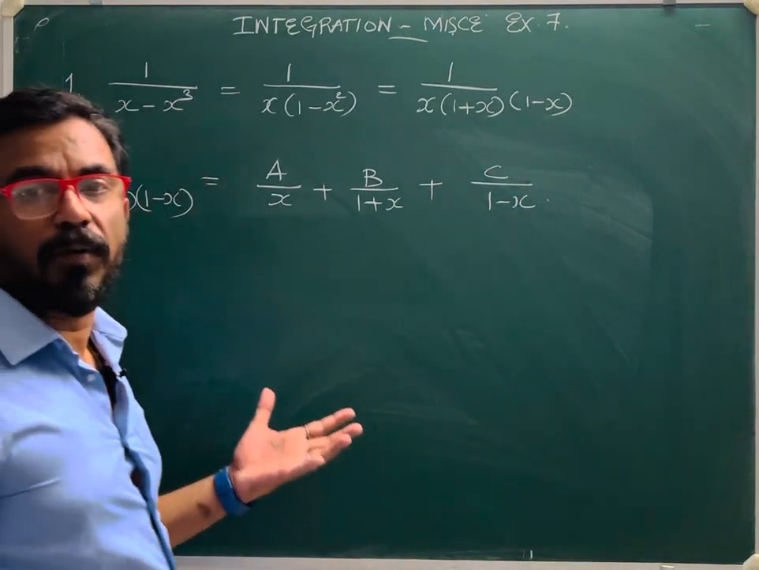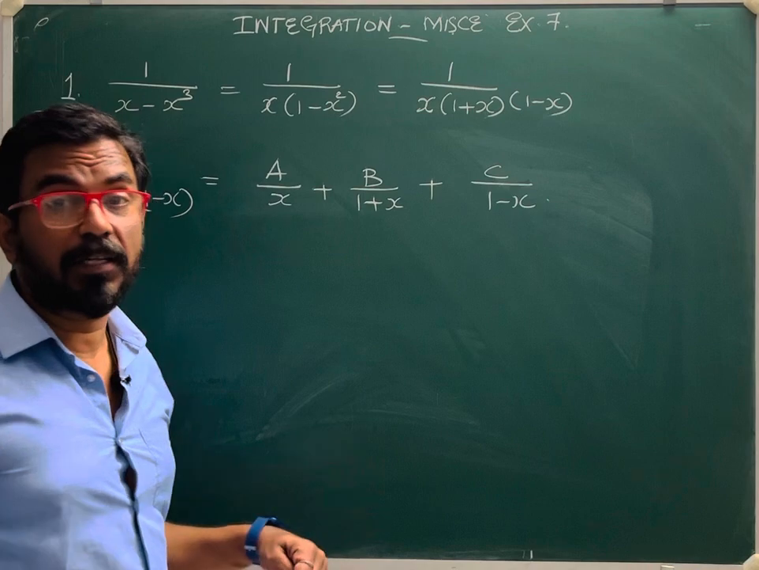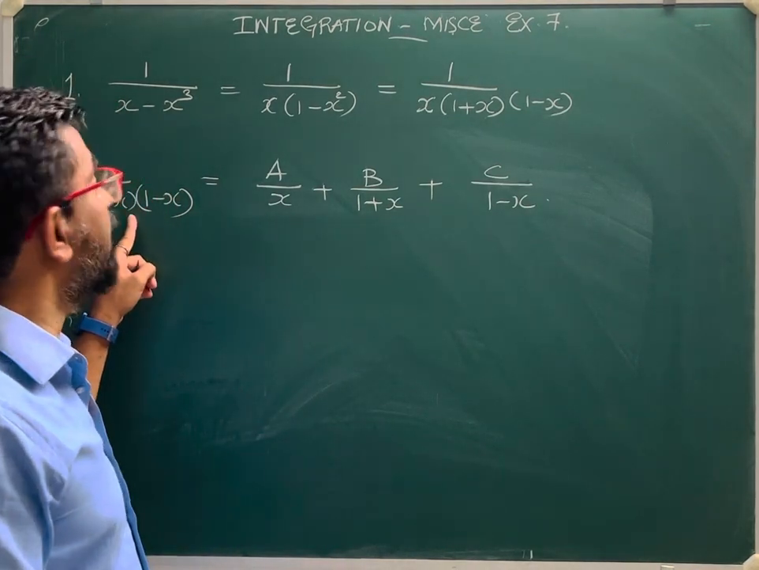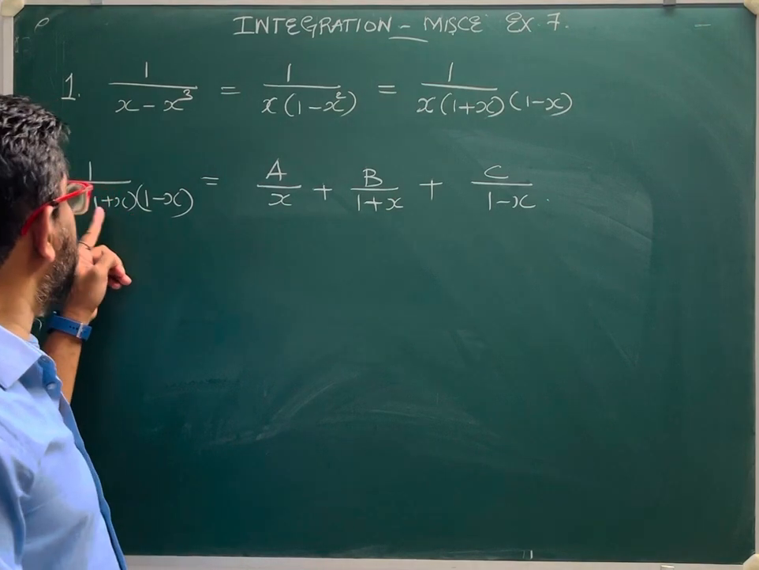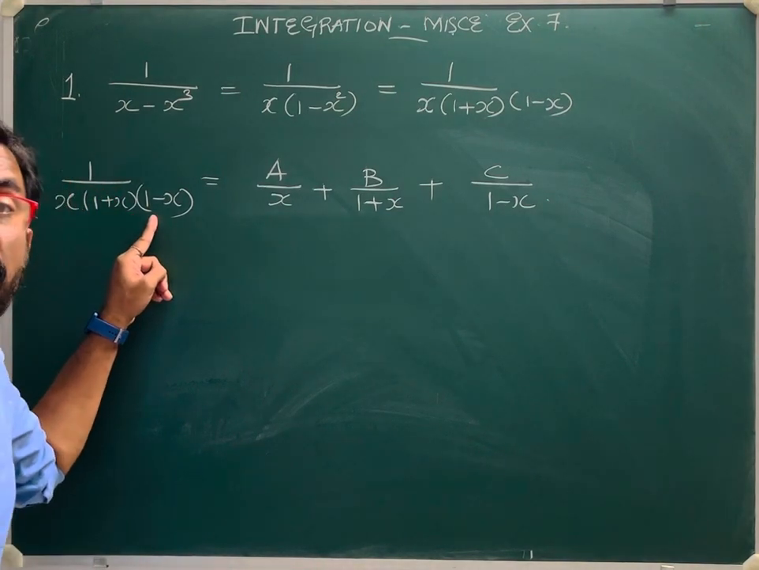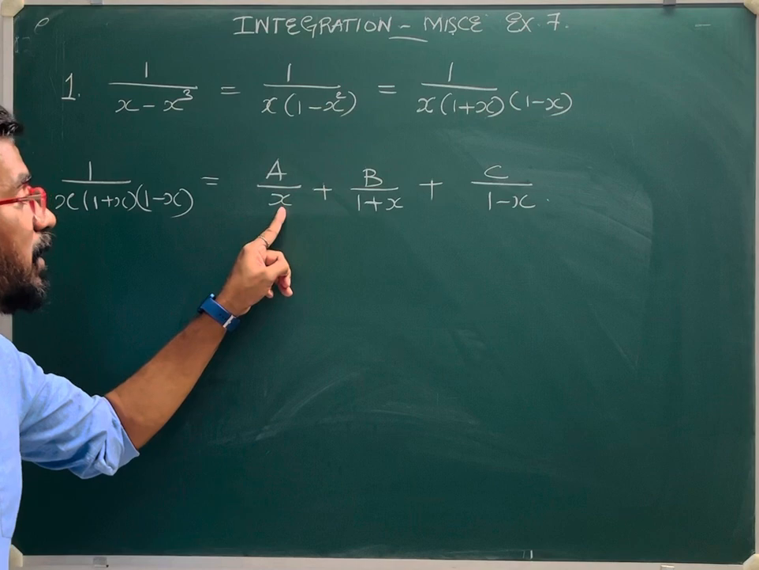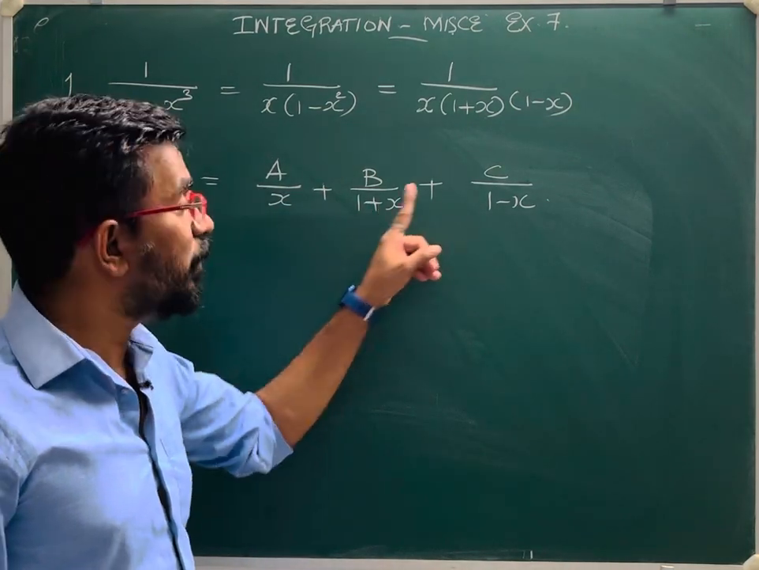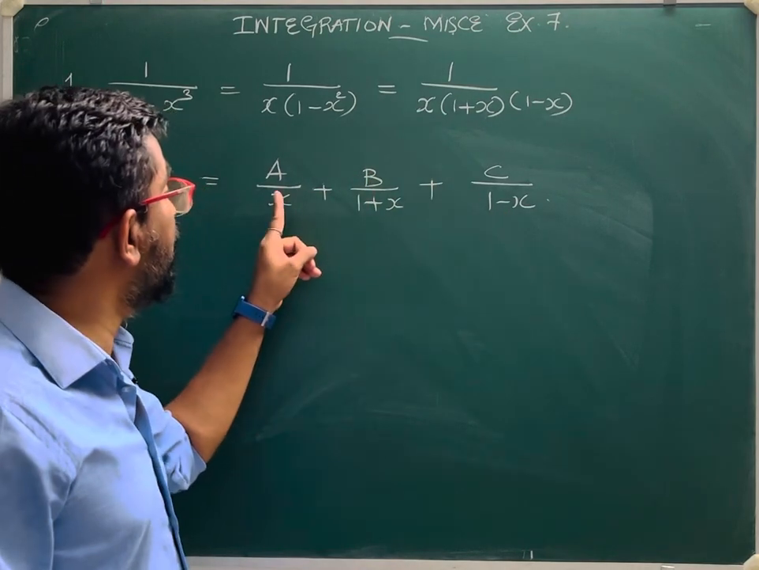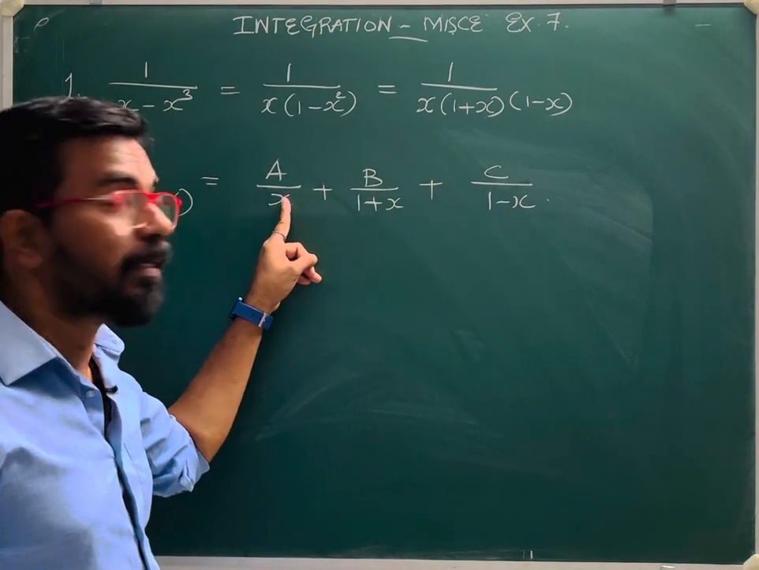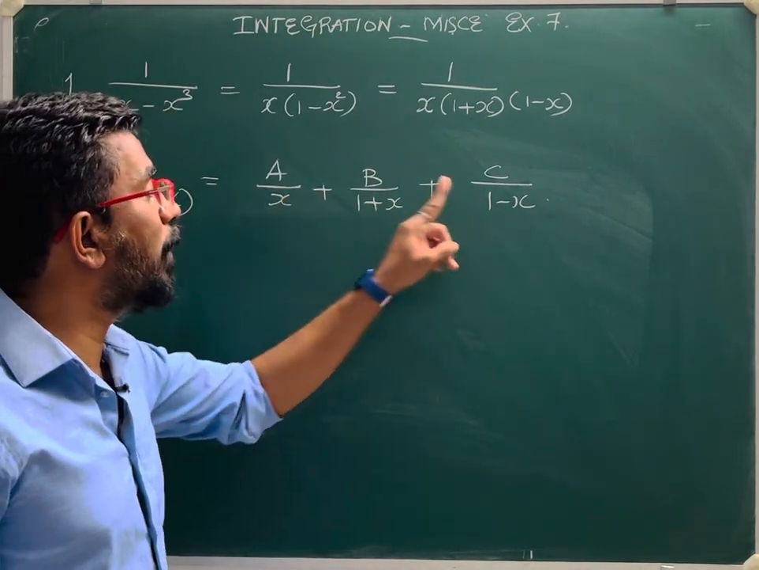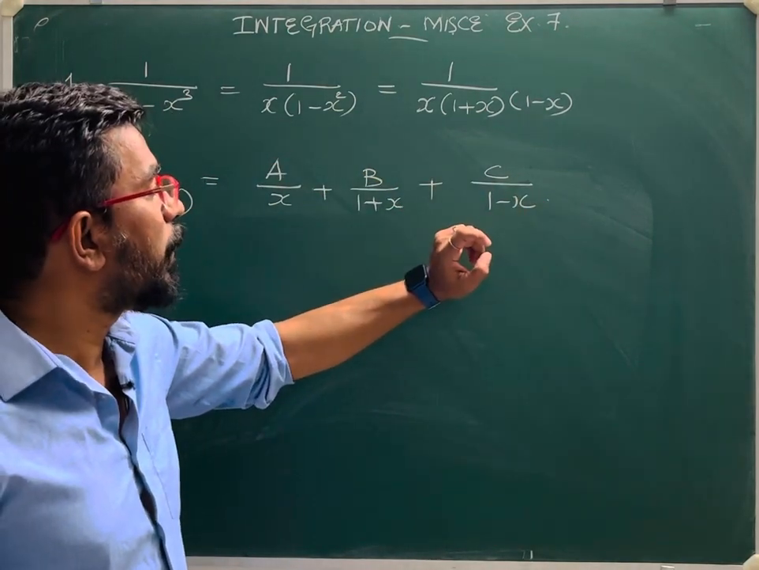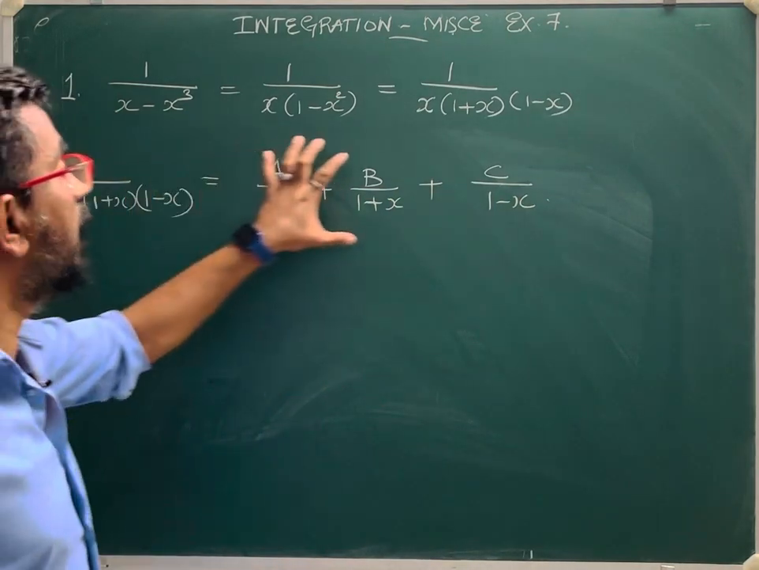What is the effect of this partial fraction? This denominator I cannot directly integrate. The denominator itself is in product form, but here each denominator is just one linear form. Therefore, if you integrate this, I can get log mod x, log mod 1 plus x, log mod 1 minus x by minus 1.